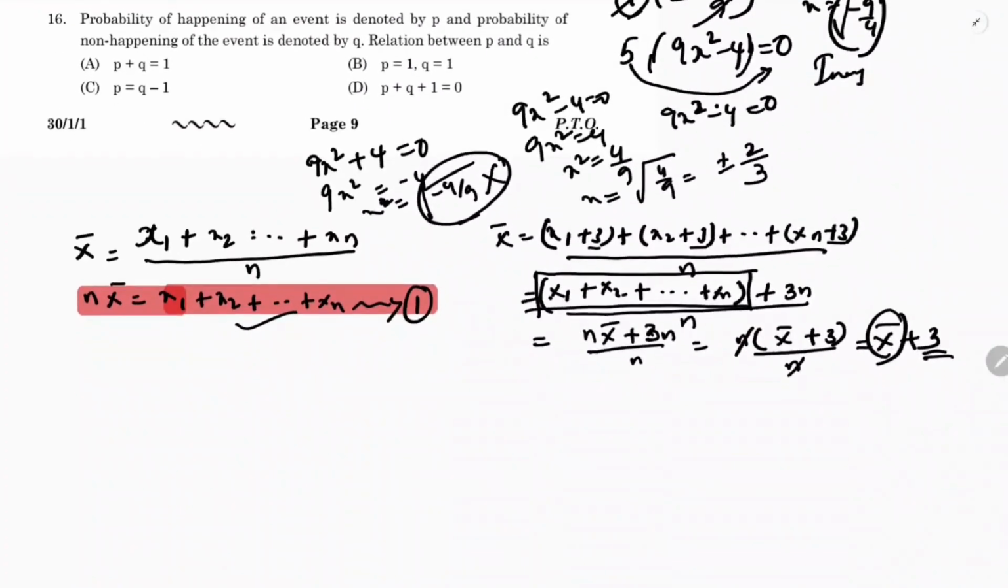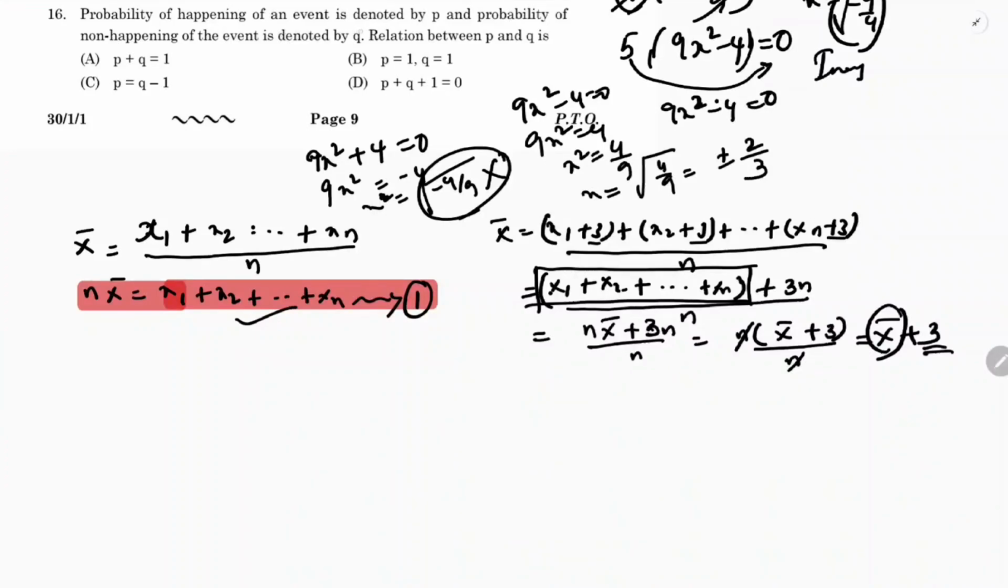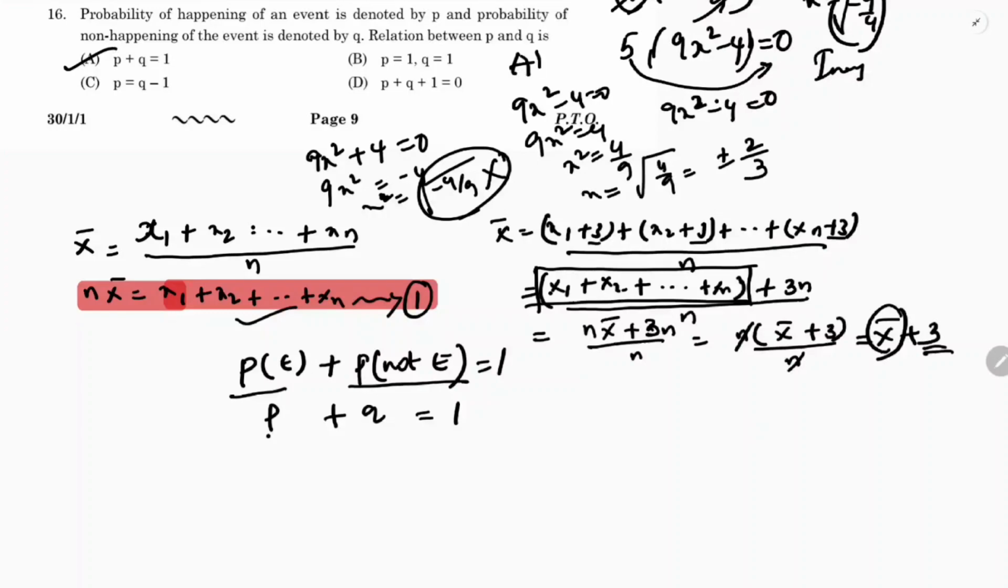Next one, the probability of happening of an event is denoted by P. So the probability of an event is P, and the probability of not happening of an event, not E, or E bar, is Q. So the sum of the probability of an event and not event is always 1. So the relation between P and Q is P plus Q is 1. So the correct option is A.